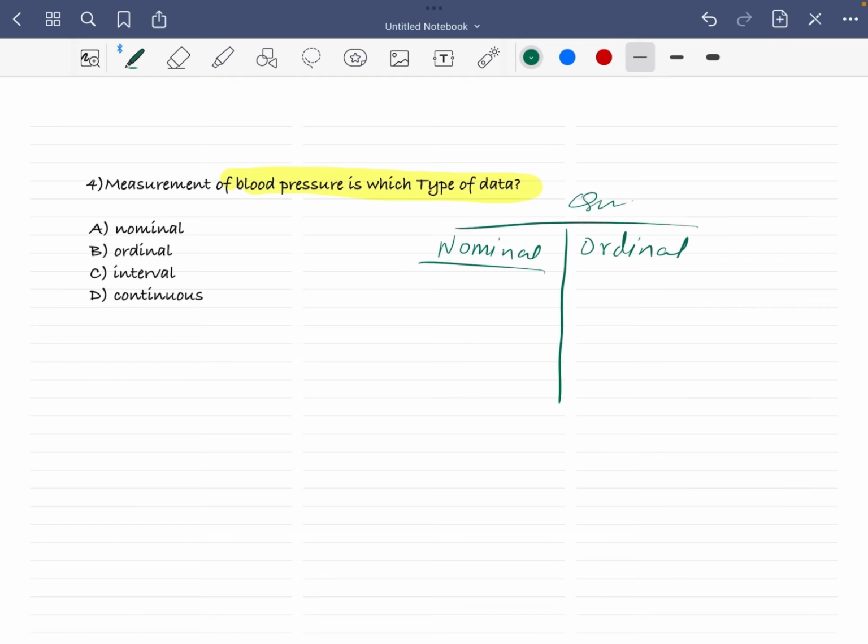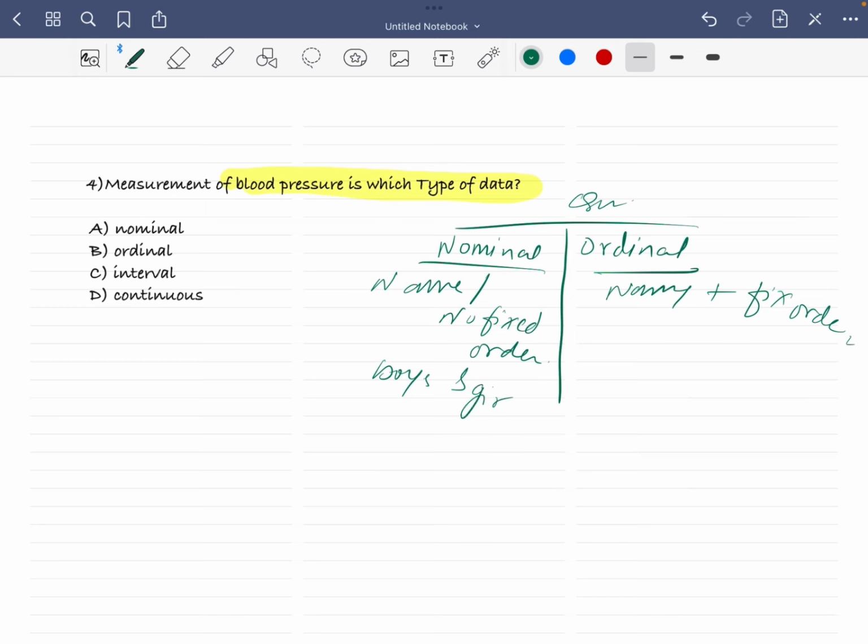Nominal is when you name them, but there is no fixed order. Ordinal is when there is naming plus a fixed order, right? For example, boys and girls.